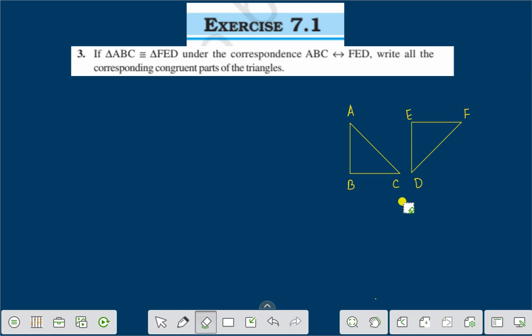Hello everyone. Today we shall discuss exercise 7.1, question number 3. If triangle ABC is congruent to triangle APD under the correspondence ABC corresponds to APD, write all the corresponding congruent parts of the triangle. Right?